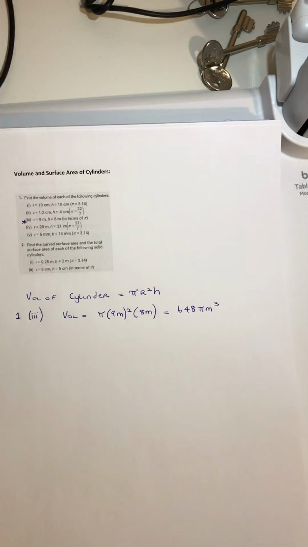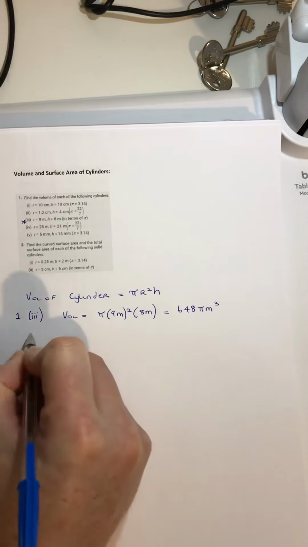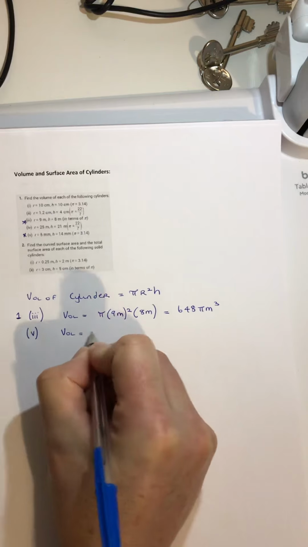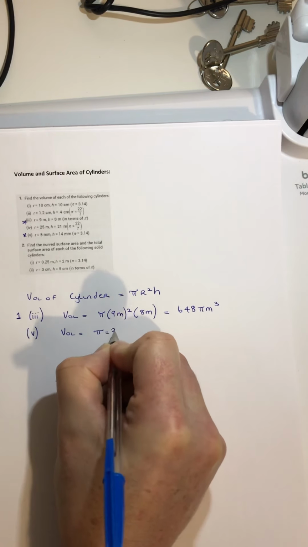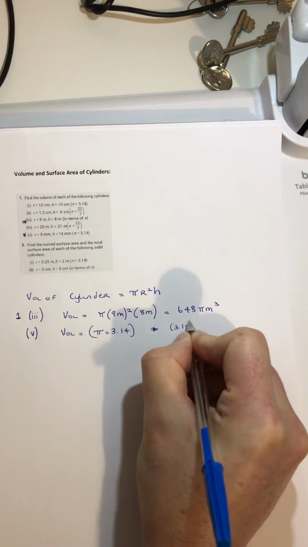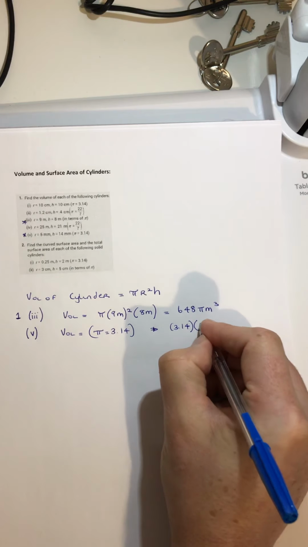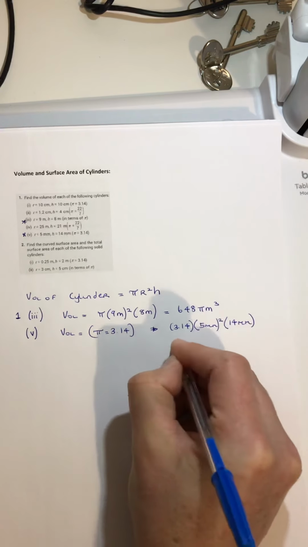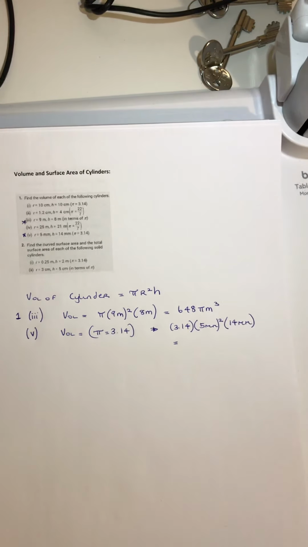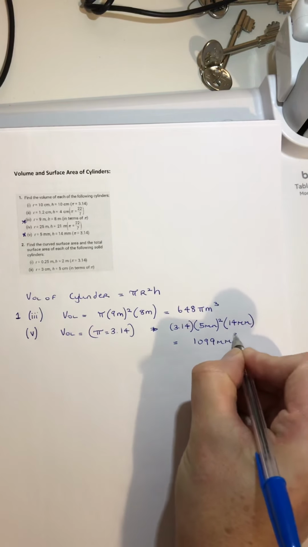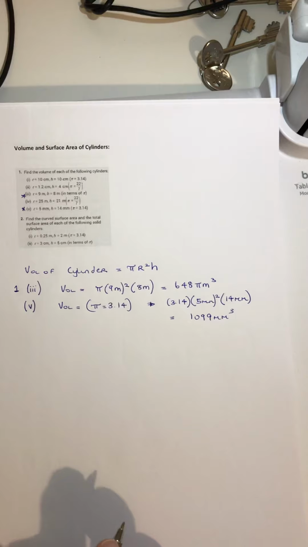So they don't want us to substitute for pi. Whereas in part 5, the volume is equal to pi, which is 3.14 this time. So therefore 3.14, the radius is 5 millimeters squared and the height is 14 millimeters. So we do that out on our calculator and we get 1099 millimeters cubed. So that's the volume of the cylinder.